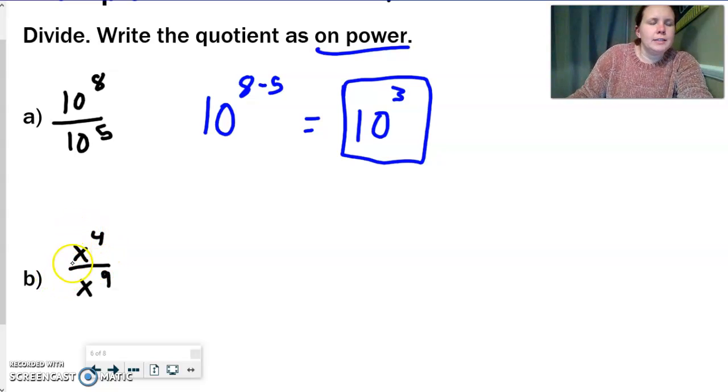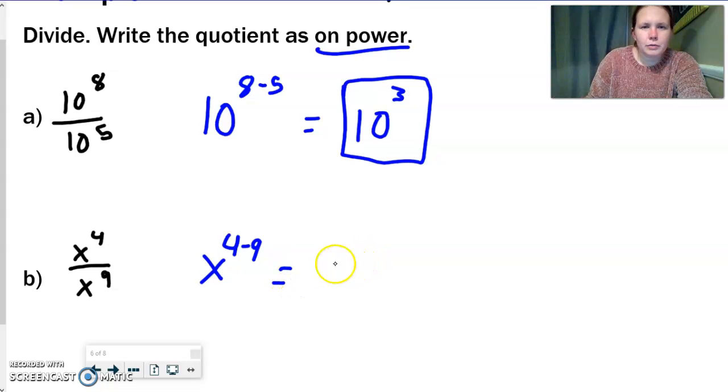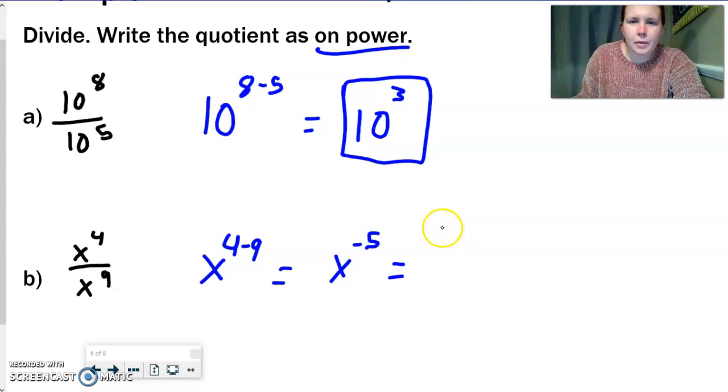How about your next one? This time it looks like we've got a variable of x, which is fine. We can have a base of a variable, so I'd have x. And then you always take the top minus the bottom. So 4 minus 9. I cannot do the opposite. It's not going to necessarily make it the same version. So 4 minus 9, if I think about my integer rules, would actually give me negative 5. So then I would have to rewrite this by making it a positive power. So I bring that x to the bottom and I make that exponent now a positive 5. And that is your solution for B.